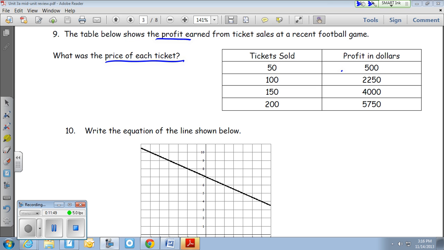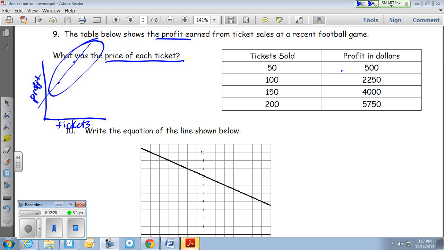And so think of that as a graph. If I were to graph that, at 50 tickets, it's 500. At 100 tickets, it's $2,250, and on and on. And that would be a graph of my profit. So it's not as easy as just dividing or setting up a proportion. This is actually a slope. If I can find what my slope is, then that's going to tell me a price per ticket for every ticket. If my tickets are down here and my profit is right here, then if I can find the slope, it's going to give me the price per ticket.